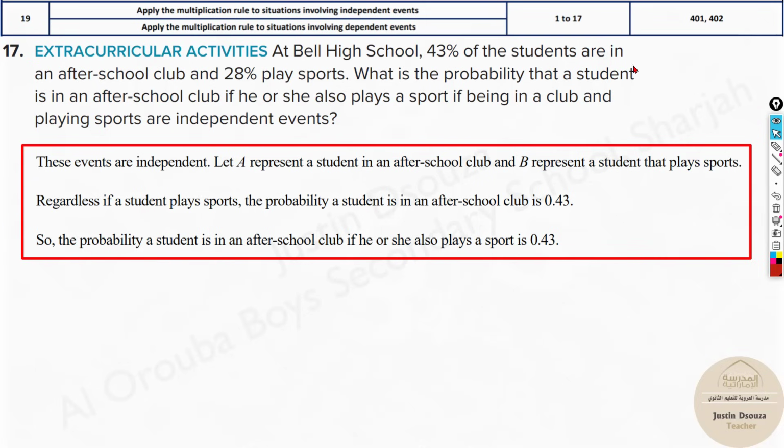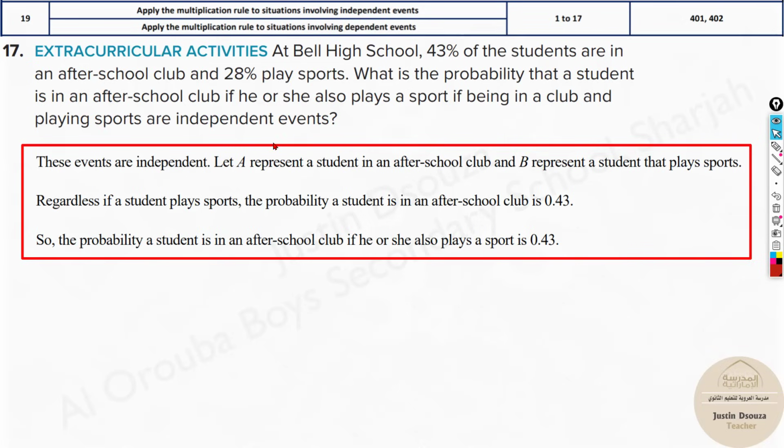At Bell High School, 43% of students are in an after-school club and 28% play sports. What is the probability that a student is in an after-school club if he or she also plays sports, if being in a club and playing sports are independent? Okay, this is very important.